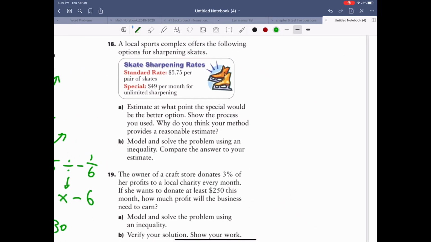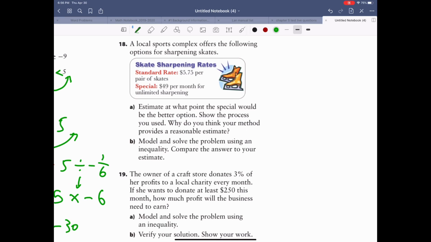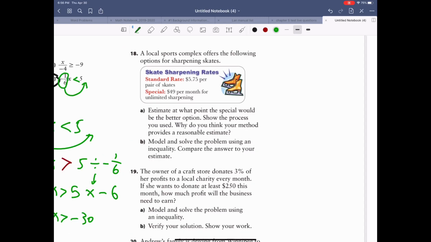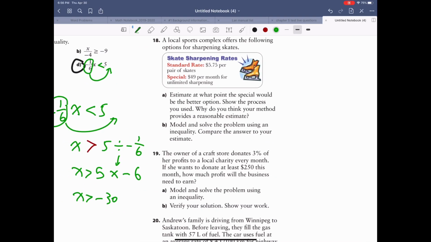This one here. A local sport complex offers the following option for sharpening skates. Okay, so this is a really common kind of question because you're comparing two different deals and you want to see which one is bigger than another. So yeah, you're comparing deals. This kind of question is going to come up really, really often in chapter 9. Okay, so estimate at which point the special would be the better option.